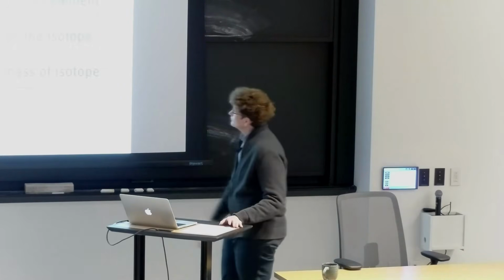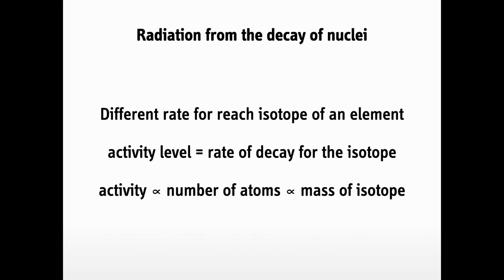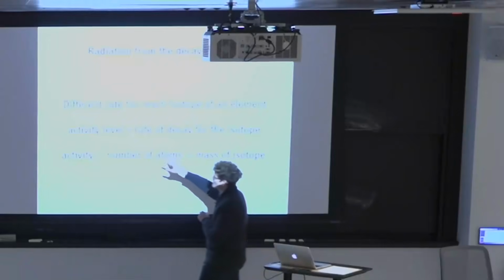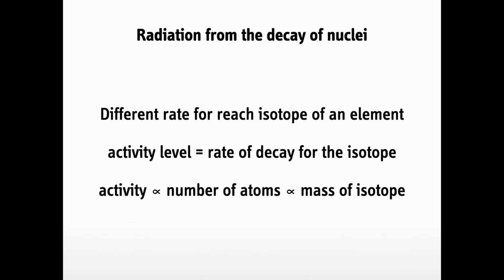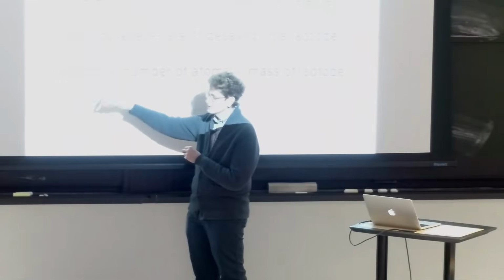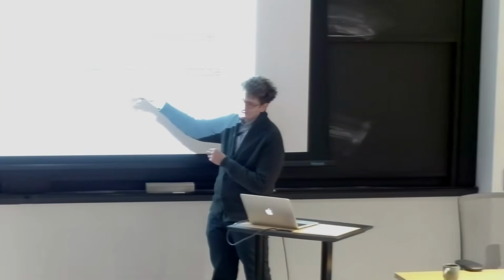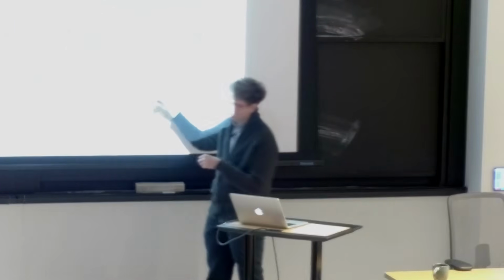All right, so these are obviously different radiations. For radiation from the decay of nuclides, a key thing to remember is that the activity level is equal to the rate of decay for the isotope. And that means these things are all proportional: the activity, the number of atoms present in the isotope, and the mass of that isotope.